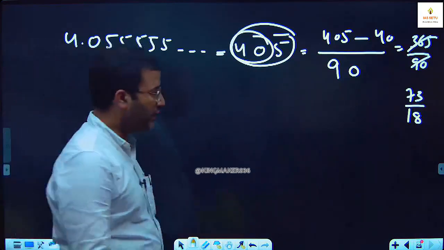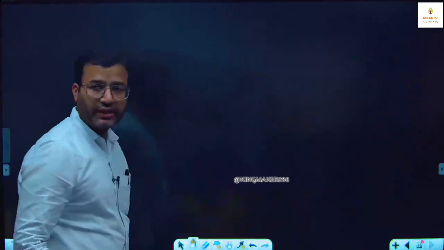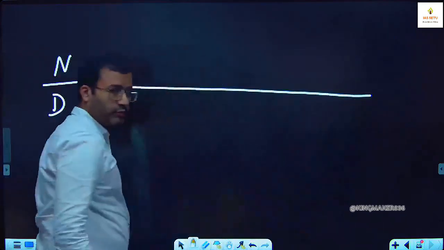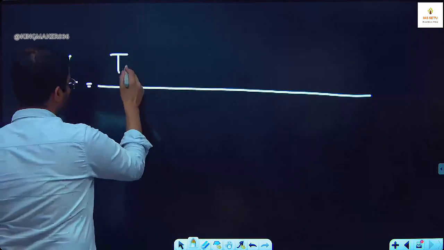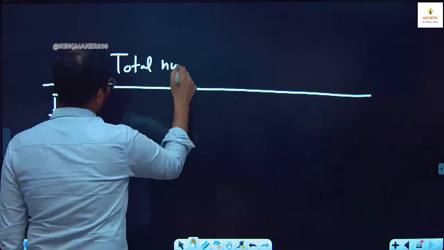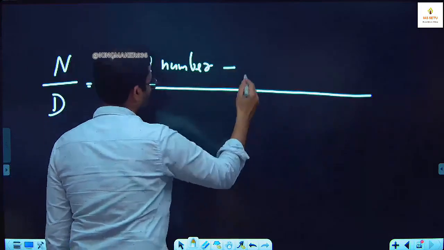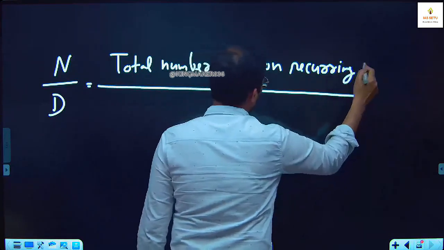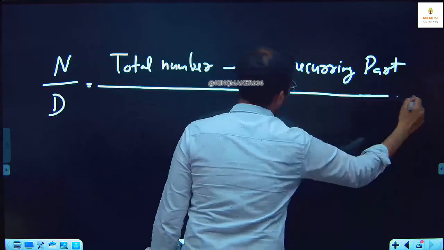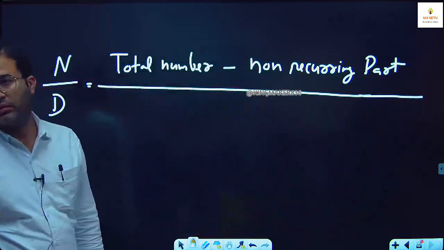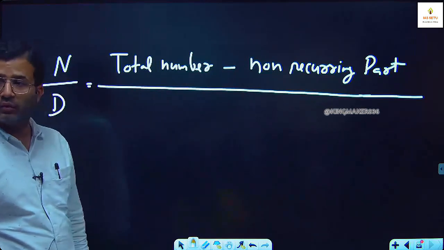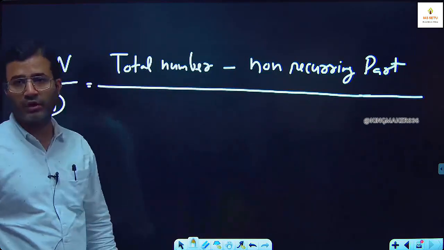Now you write the language. Either it is type 1, type 2, type 3, it is helpful. What we are looking for, numerator upon denominator. Numerator is total number minus non-recurring part. Okay, total number minus non-recurring part.